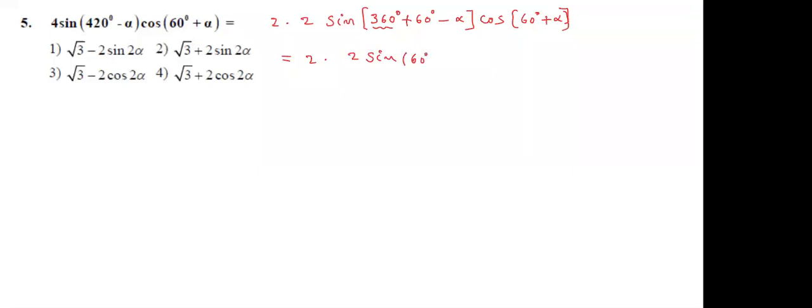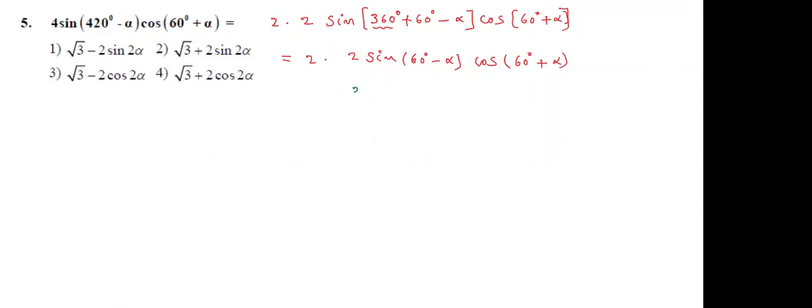Next problem: 4 sin (420 degrees minus alpha) cos (60 degrees plus alpha). How to solve this? 4 I am writing as 2 into 2 sin. 420, how to write, students? 360 degrees plus 60 is 420, minus alpha, into cos (60 degrees plus alpha). Wherever there is 360, make it 0, because one revolution is completed. So 2 into 2 sin (60 degrees minus alpha) cos (60 degrees plus alpha).